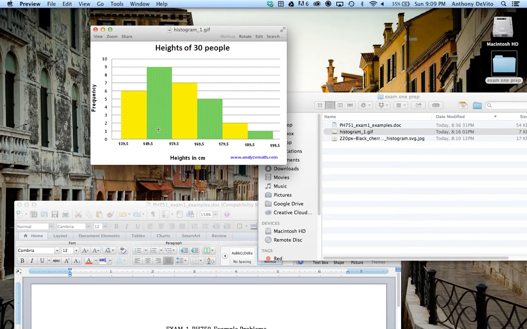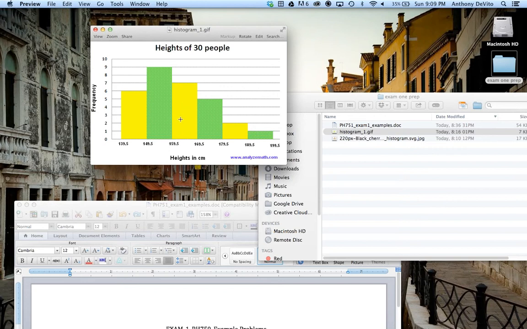And so on. If I asked you, for instance, given that a person's height is greater than 160, what's the probability that their height is also greater than 180?